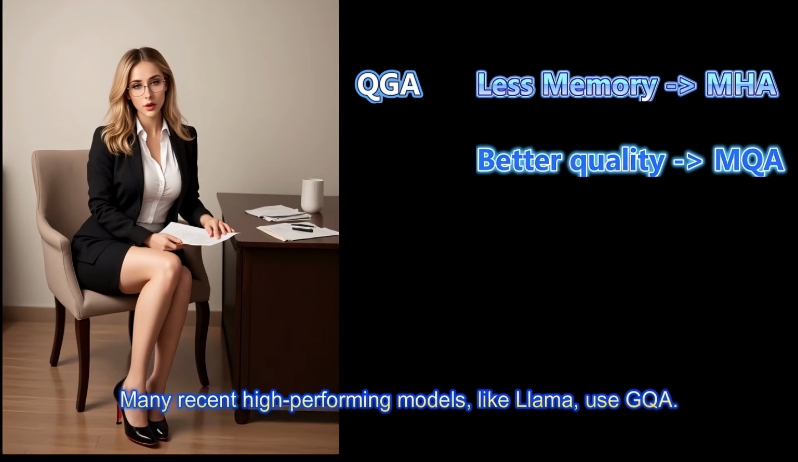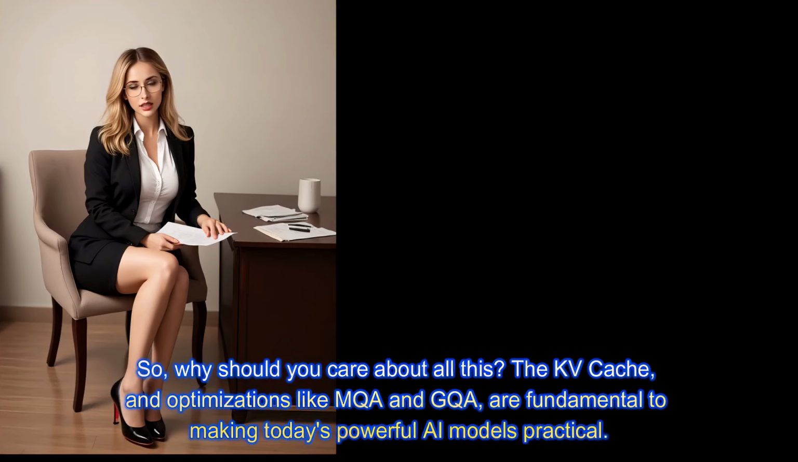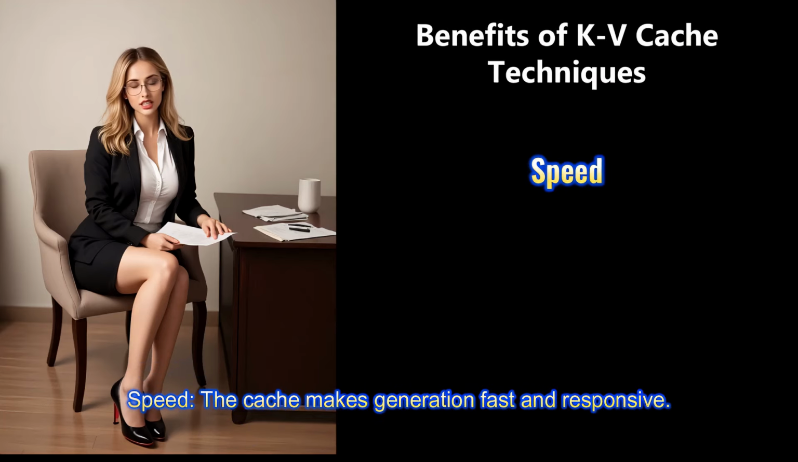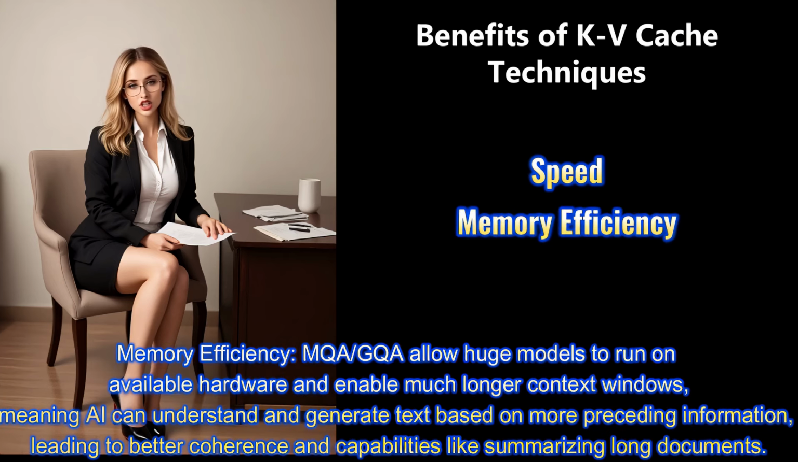Many recent high-performing models, like Llama, use GQA, so why should you care about all this? The KV cache and optimizations like MQA and GQA are fundamental to making today's powerful AI models practical. Speed: the cache makes generation fast and responsive. Memory efficiency: MQA and GQA allow huge models to run on available hardware and enable much longer context windows, meaning AI can understand and generate text based on more preceding information, leading to better coherence and capabilities like summarizing long documents.